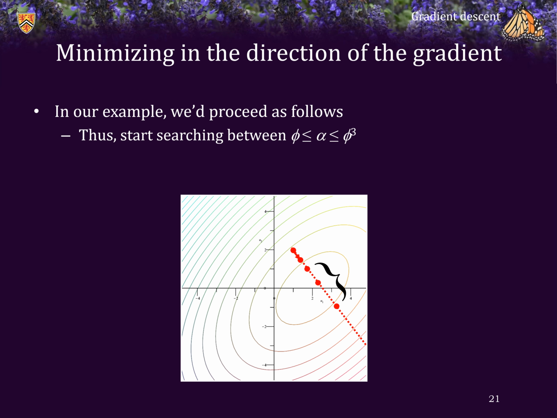Consequently, we're guaranteed that the minimum along this line must be somewhere between alpha equaling phi and alpha equaling phi cubed. We can now apply the golden ratio search. As we've already calculated at 3 points, we only have to calculate the 4th point, and we can begin to focus in on finding, or approximating, the minimum along this line.